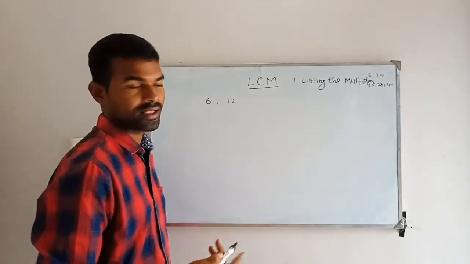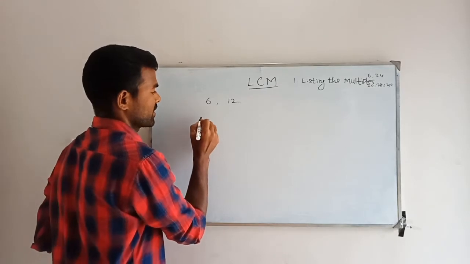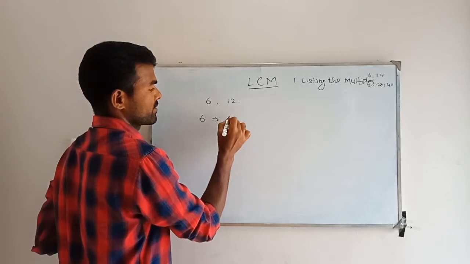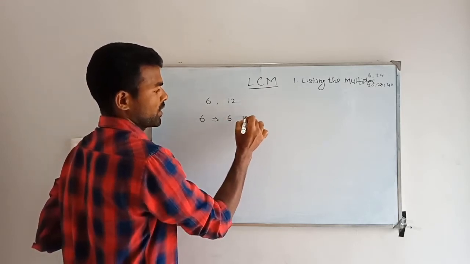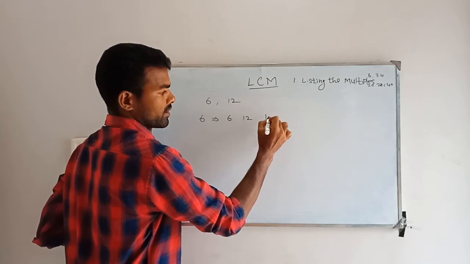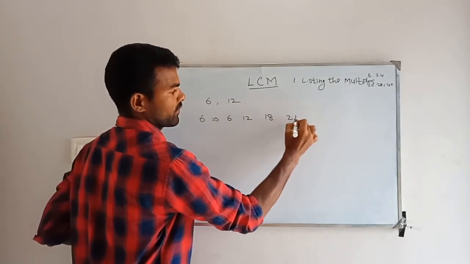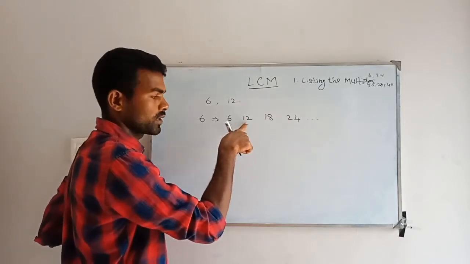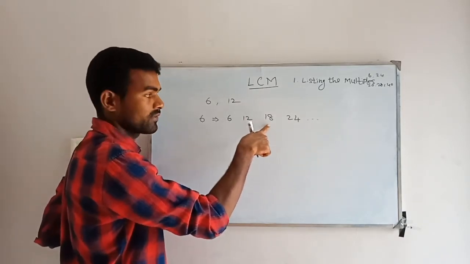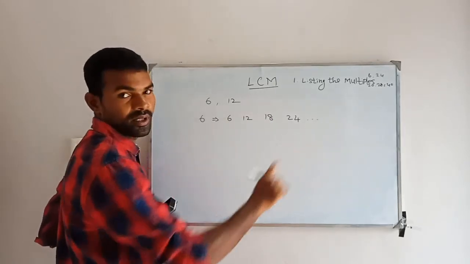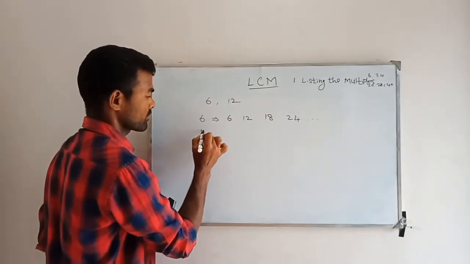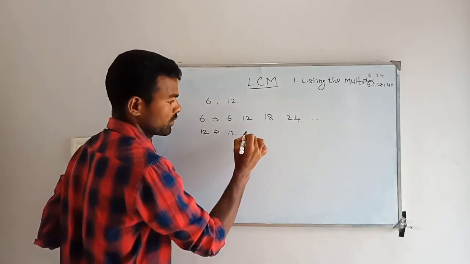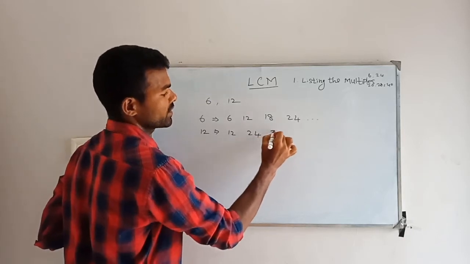Then now it is very easy. Just see the table 6. That is 6, 12, 18, 24. Yes, no? This is the 6 table. 6 1 is 6, 6 2 is 12, 6 3 is 18, 6 4 is 24. And next write the 12 table. 12 1 is 12, 12 2 is 24, 12 3 is 36.